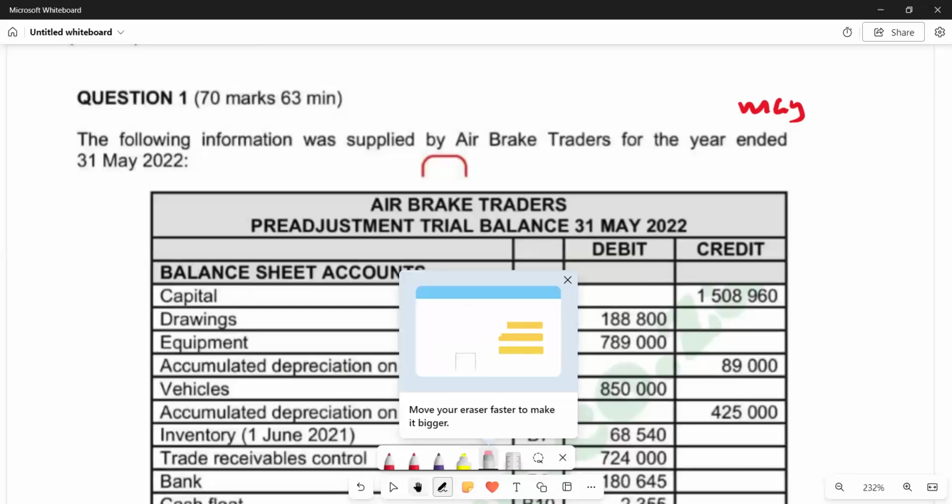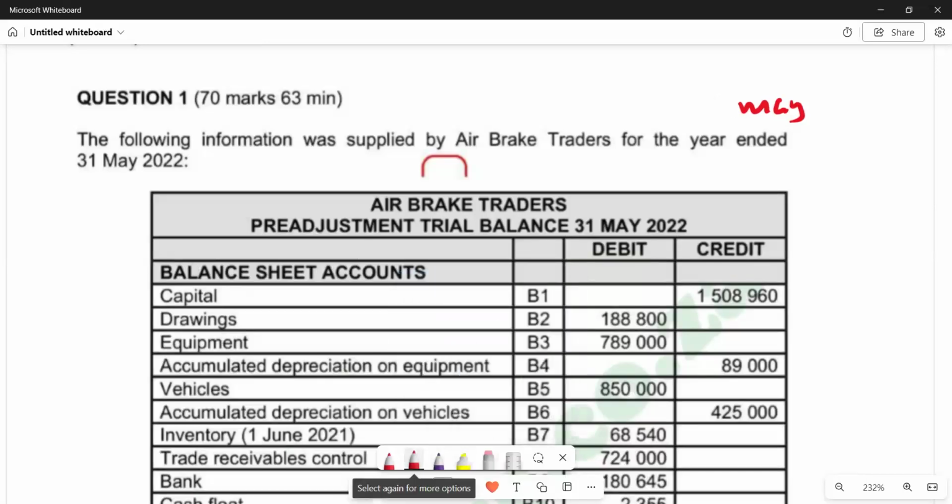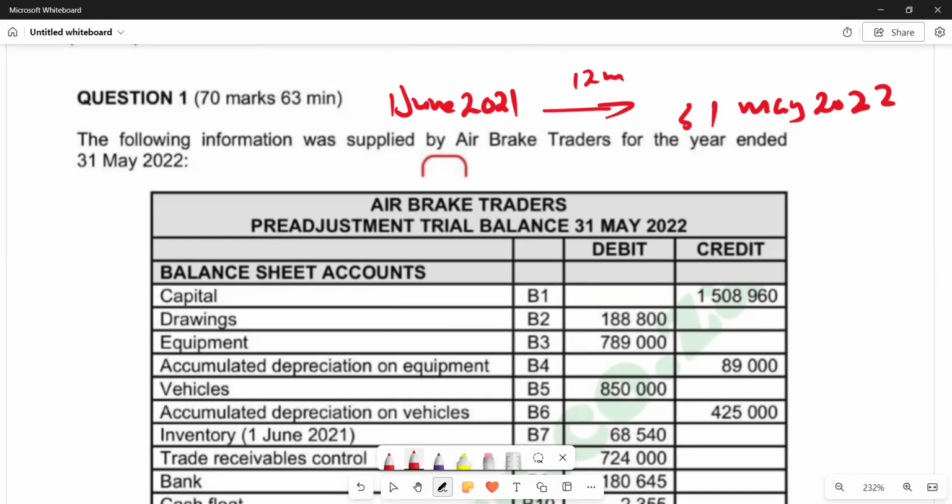We've got 31 May 2022. That's where our year is ending, which means it started the previous year. From May, we go to June, so it started on 1 June 2021 to 31 May 2022. So this is our financial year where we have our 12 months. Very correct as it is.